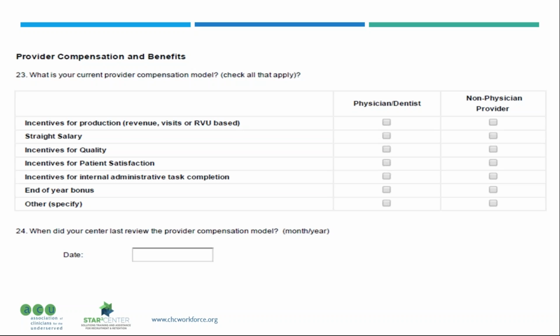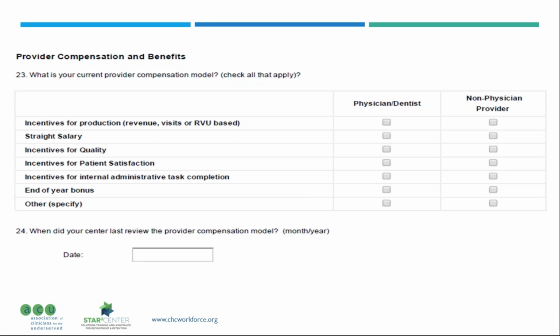The incentives that we've listed are for production, which would be for how much money they bring in or revenue, the number of visits they generate, or it could be on another system such as relative value units, whatever system you use, if it's based on how many patients they see or some other indicator related to how many patients they see. There could also be incentives for quality, patient satisfaction, or incentives for internal administrative task completion, so things like signing all their medical records, attending administrative meetings, those types of things that you may determine internally that you want to incentivize. Or a year-end bonus or one-time bonus, whether it's year-end or not, or other, you may have other models that you use or other components of the model.